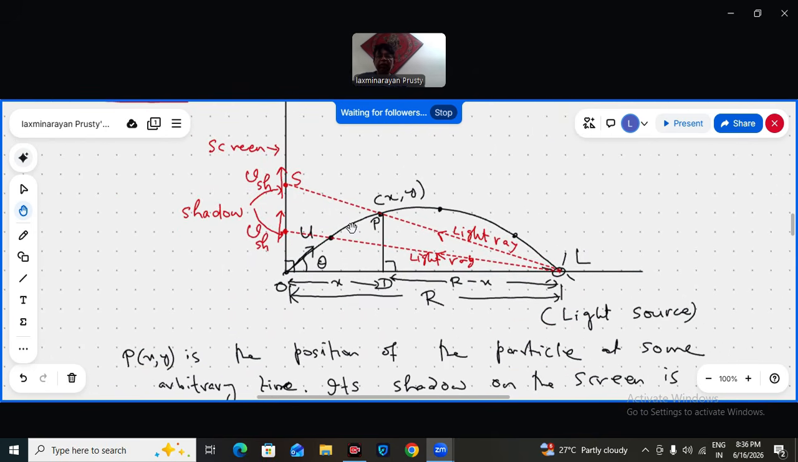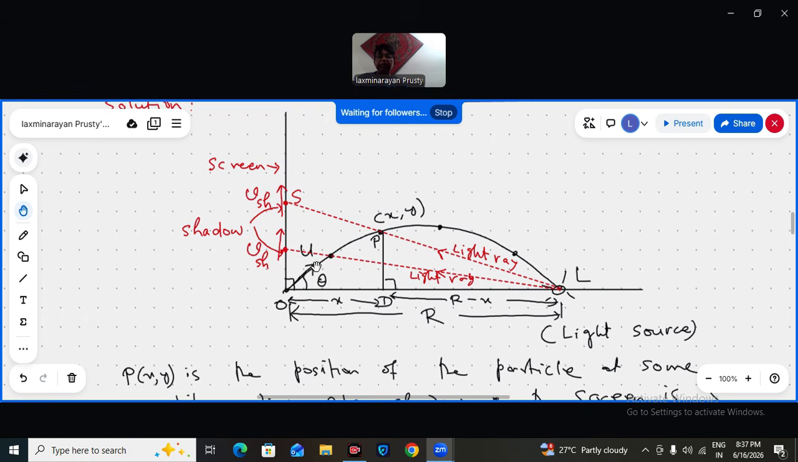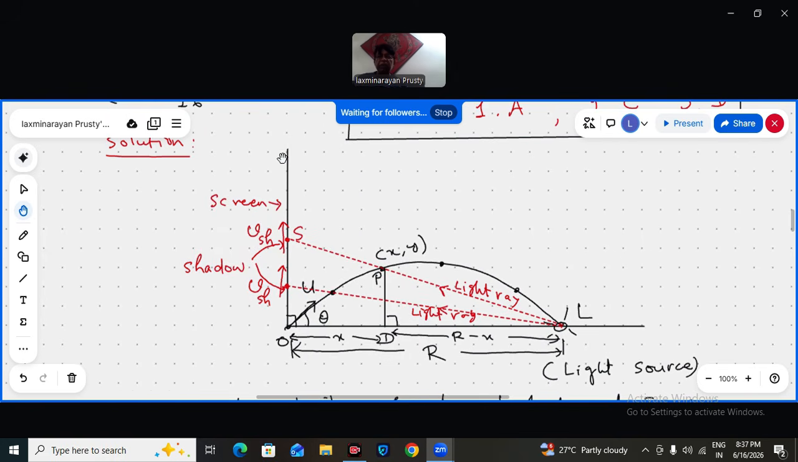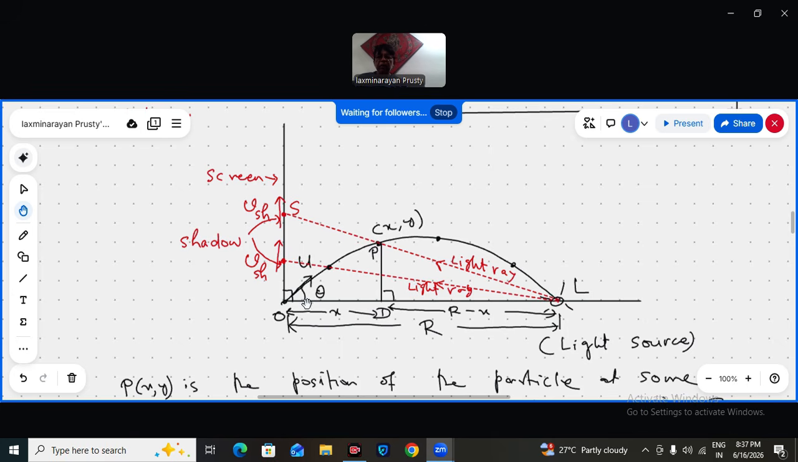So let us see the solution. This is the projectile projected from point O with an angle of 30 degrees with the horizontal with a speed u, and it strikes this point source of light, which is at a distance R from the point of projection, and this is the vertical screen. I have shown it by the red arrow mark, and as the particle moves, the light coming in a straight line will make the shadow fall on the screen.